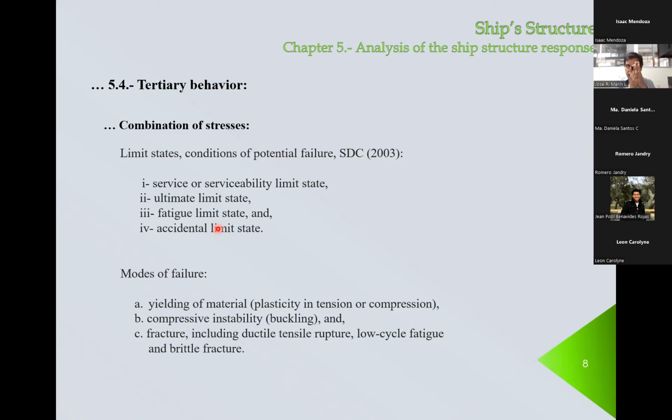Fracture means that you have two elements which are separated. That's several cases, including, for example, low cycle fatigue. That's very interesting, right? Because that means that you have a low stress value, but this stress is changing in sign, positive, negative, positive, negative. That leads to the generation of cracks, and that crack grows, and eventually there's some fracture.